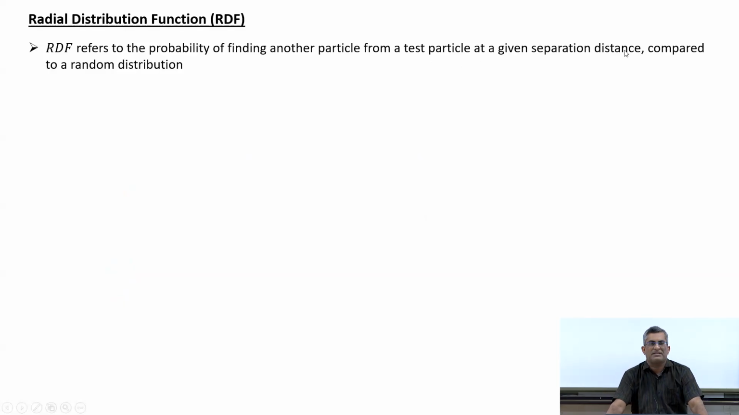given separation distance. So, you choose one test particle, you choose any particle. Now, at a given separation distance from the particle, what is the probability of finding another particle compared to the case where the particles are again randomly distributed. So, you will see that in all of these methods, we invoke the random distribution. We always compare with the random distribution to identify the clusters or the cluster size.